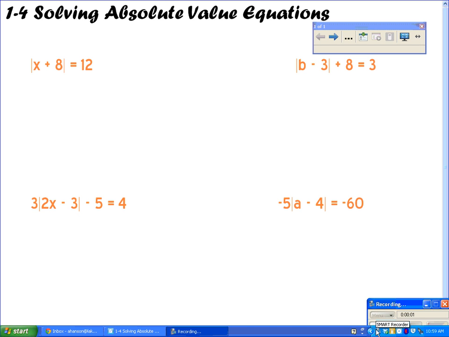Okay, so these are the 4 problems for notes, and this is the only slide today. So you could copy these 4 problems down, and if you did print out the notes, this last problem is different. So you'll need to rewrite that one. So I'll wait till everybody's got all 4 problems written down.